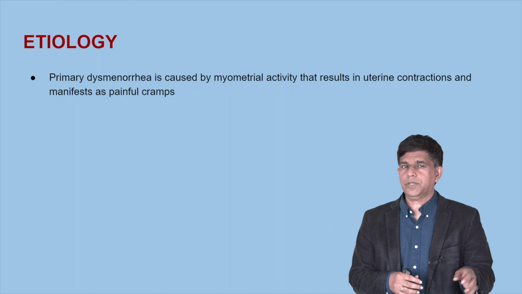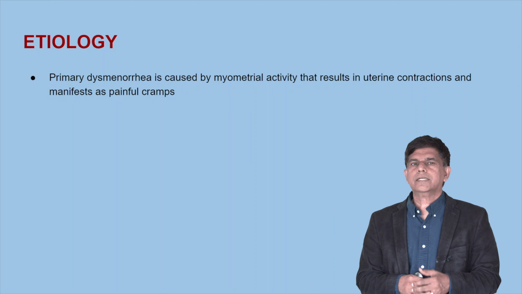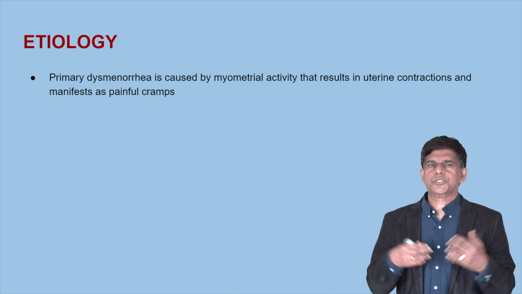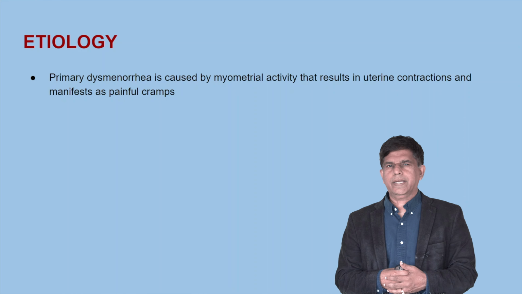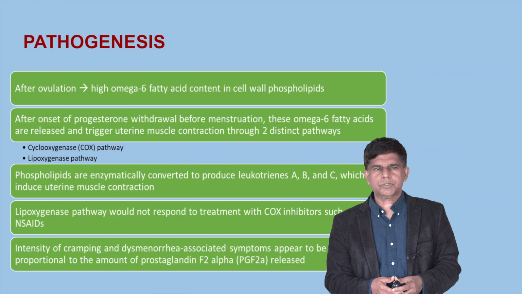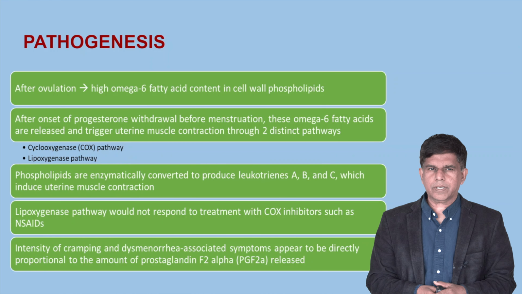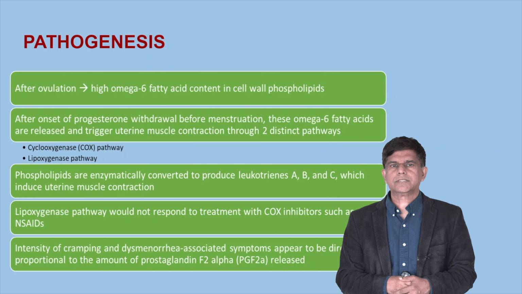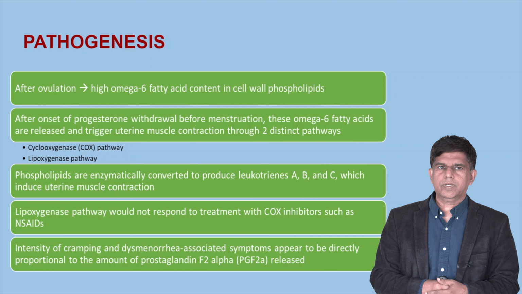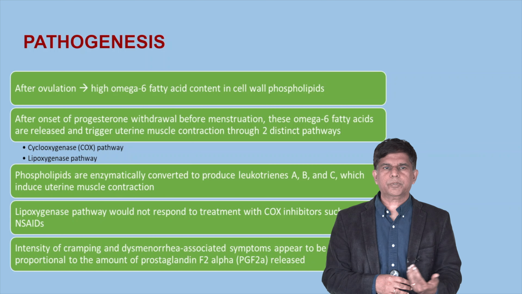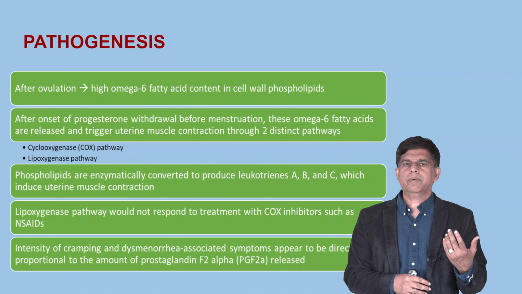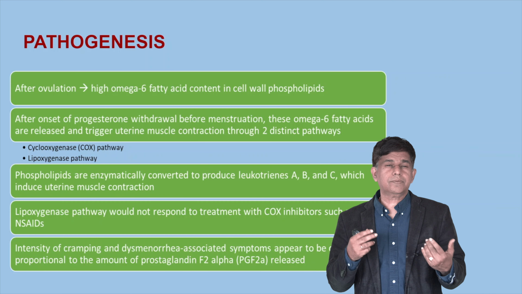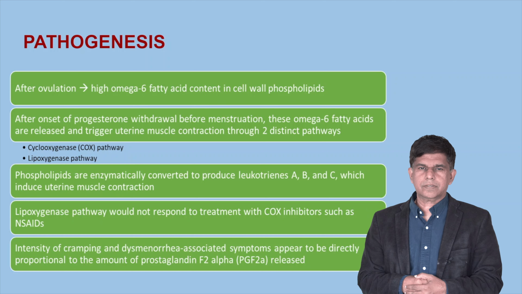So we are only talking about primary dysmenorrhea. There is increased myometrial activity, so uterine contraction and spasm, and that manifests as painful cramps. So let's look at the pathogenesis. After ovulation, what happens? You have high omega-6 fatty acid content in the cell wall phospholipid. And after the onset of progesterone withdrawal, before the menstruation, these omega-6 fatty acids are released and they're the ones who trigger the uterine contraction.